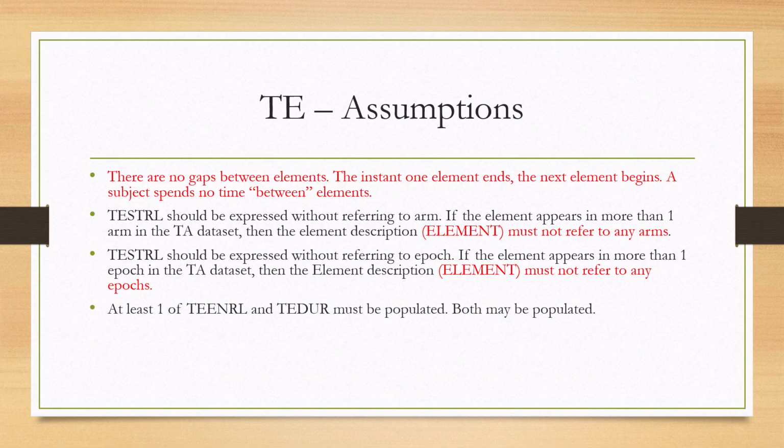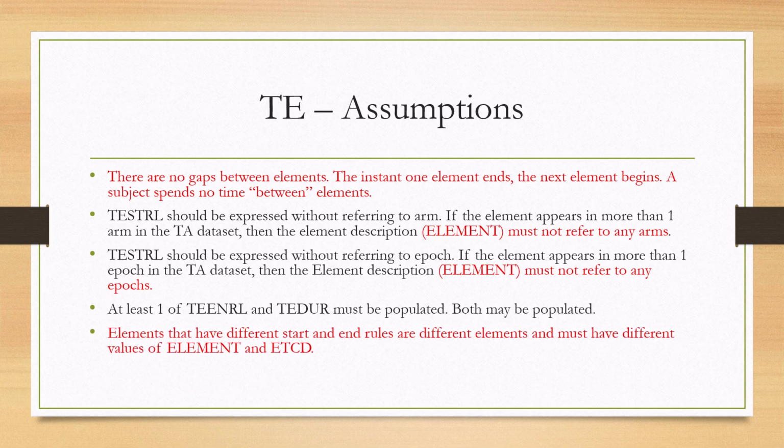At least one of treatment end rule, the trial element end rule and the TE duration must be populated. Both may be populated. Elements that have different start and end rules are different elements and must have different values of element and element code.